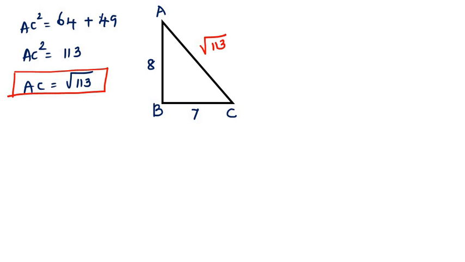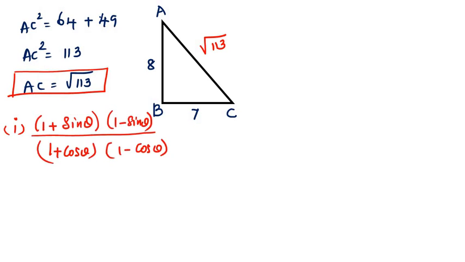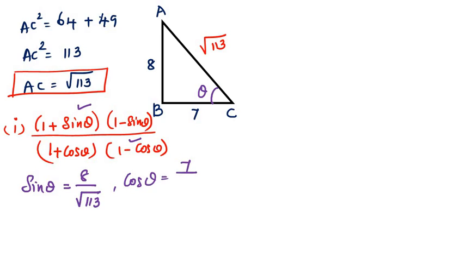Now we are going to find the value of the first subdivision. To solve this, we have to find sin theta and cos theta separately. We can find the value of sin theta now, where theta is located at C. Sin theta is equal to opposite side by hypotenuse, that is perpendicular by hypotenuse, 8 by root of 113. Also cos theta is equal to base by hypotenuse.